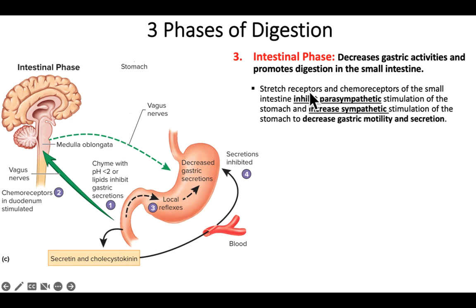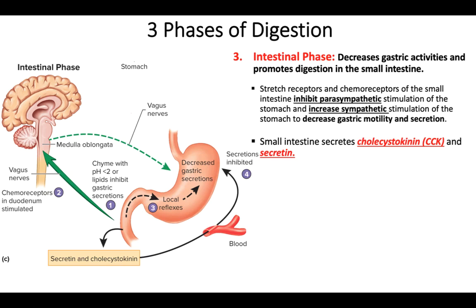So it uses stretch receptors and chemoreceptors of the small intestine to know that, okay, well, now the material is in the small intestine. We're going to inhibit the parasympathetic stimulation of the stomach, right? We're going to basically turn that vagus nerve off. All right. To keep the stomach off, we're going to use sympathetic stimulation. So we turn off the parasympathetic, turn on the sympathetic, and that shuts off your stomach. All right, because it's empty. We don't need it active.